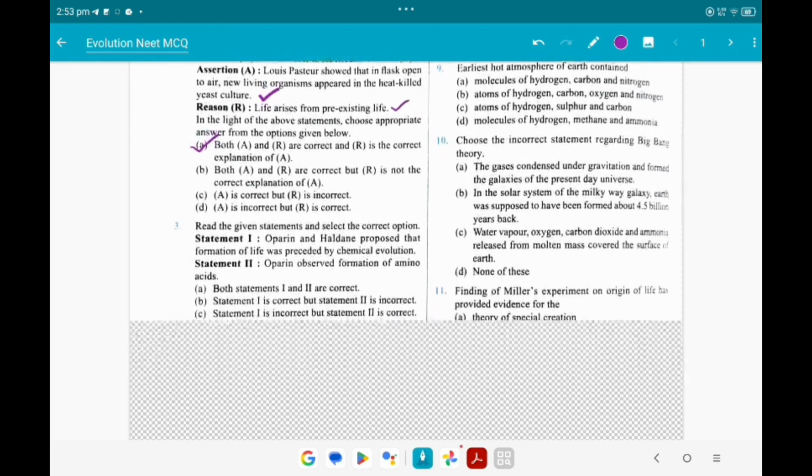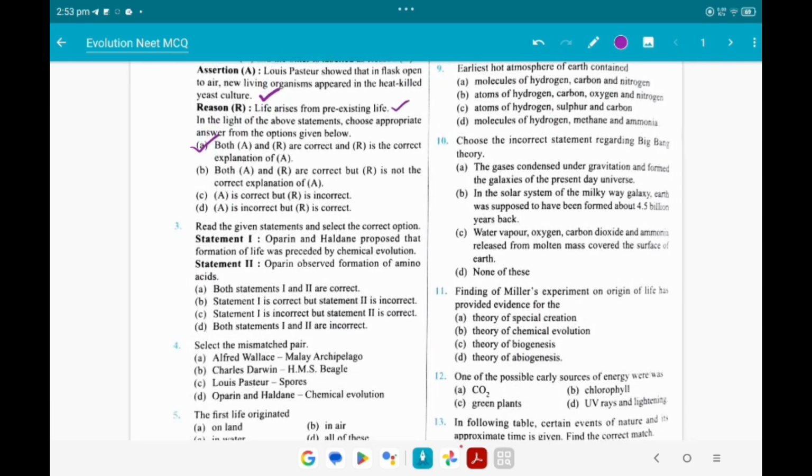Okay, now let's come to question number 3. Again, this is a very important type of question, statement based questions, and these questions typically test your knowledge. It may seem easy, but it requires conceptual depth. But there is no need to worry. We will all do this together. Statement 1 is Oparin and Haldane proposed that formation of life was preceded by chemical evolution. This is absolutely correct. Statement 2 is saying Oparin observed formation of amino acid. Now this statement is wrong.